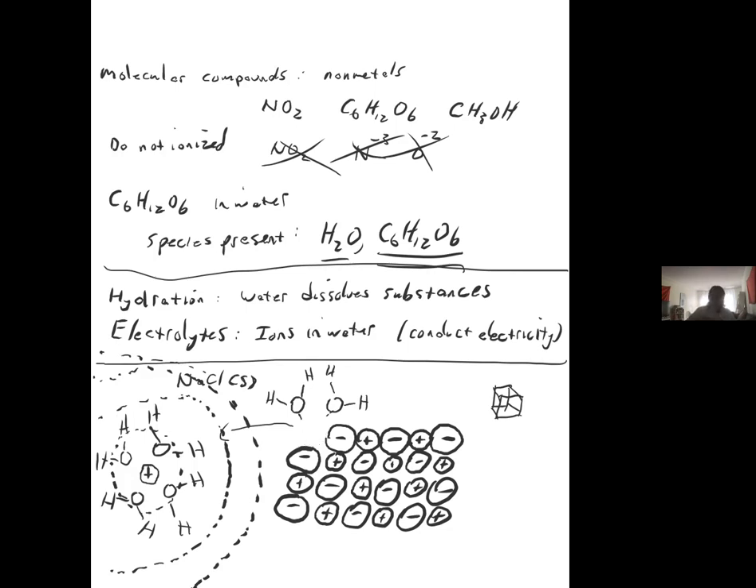It's a surface phenomenon, right? It's going to happen at the surface. So then what happens is now there's less attraction for this ion. It doesn't have as many positive charges around it. So it's not held on as tightly. So then more water molecules can come in.